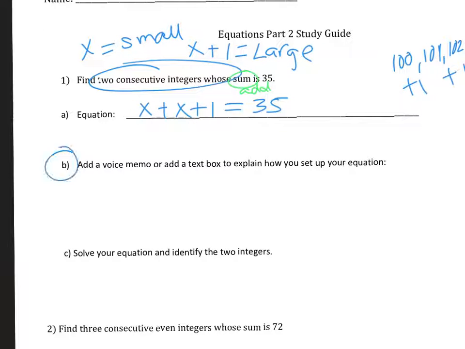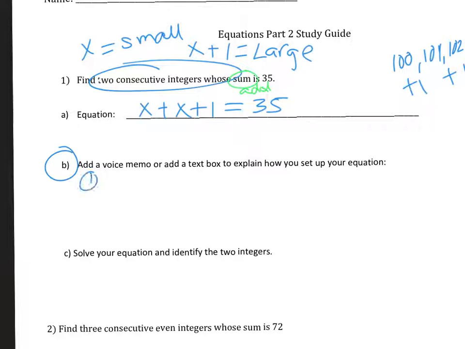So for part B, and this is really super important for your quiz, you are definitely going to have to explain why you did something for a consecutive integer problem. Even though I gave you a bunch of space, I'm not asking you to write me an encyclopedia, a huge big book, just a very brief explanation. As long as I can tell what you're talking about, that is fine. So add a voice memo to explain how you set up your equation. These would be some important pieces of information that you probably want to include.